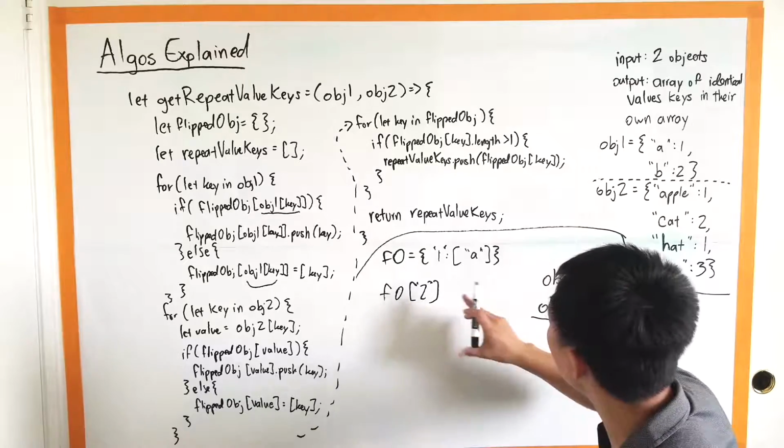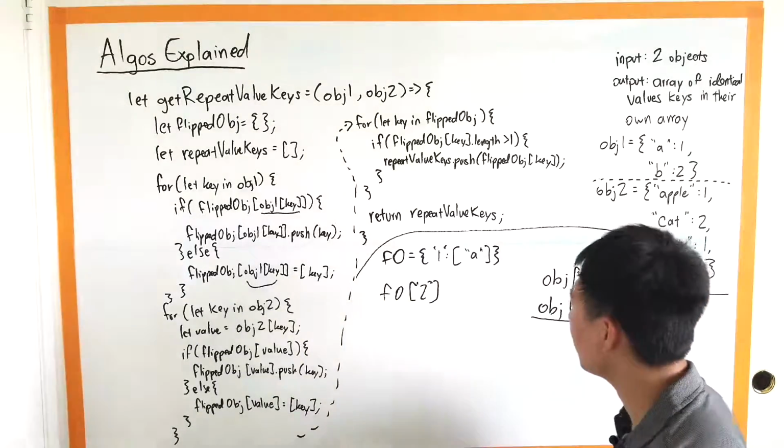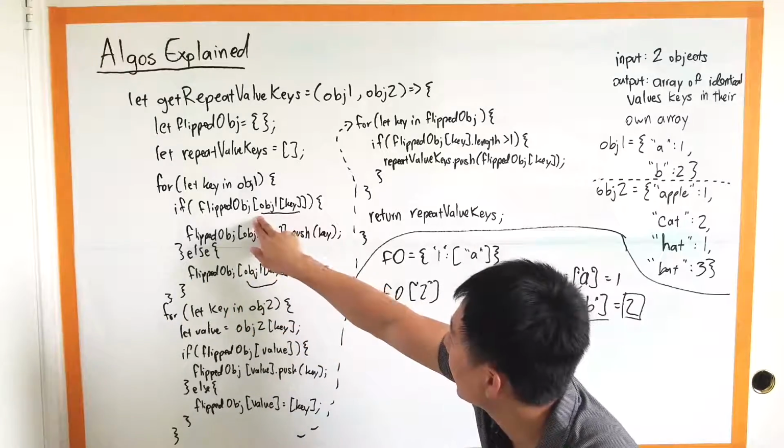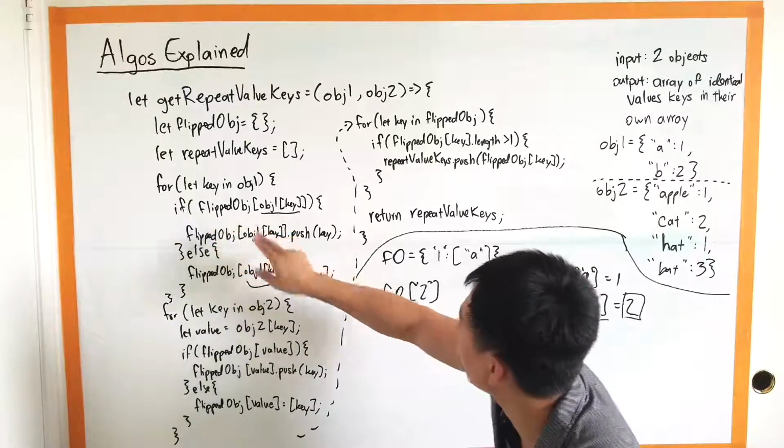Does FO have a 2? Well, no, it only has a 1 right now. That's the only thing we put in there. So we're going to go down to this else because it asked for something and it returned undefined.